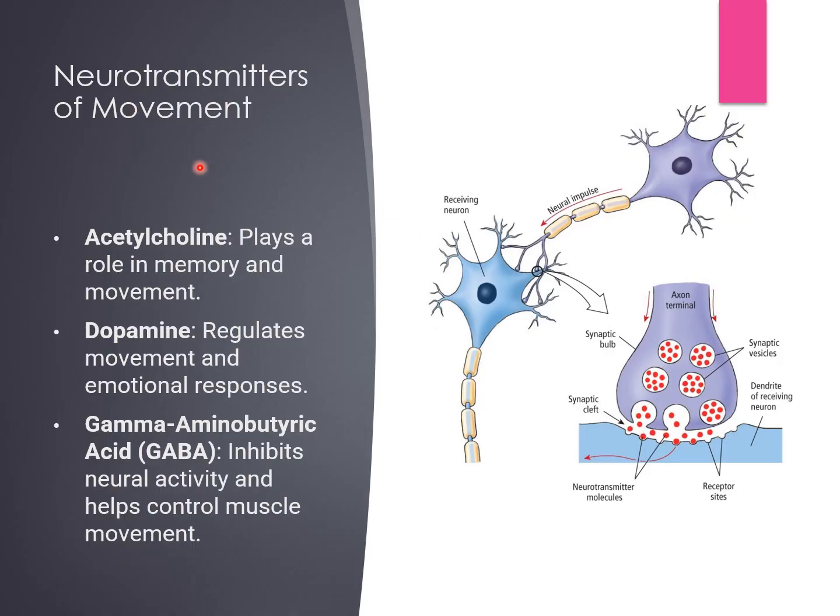So the neurotransmitters of movement are those released from the axon terminals. Acetylcholine is our major neurotransmitter of movement. It plays a major role in memory, which we'll talk about in a couple of units with things like Alzheimer's disease, but it also is a major player in overall movement.